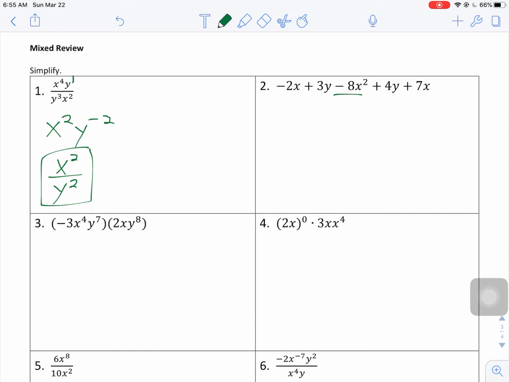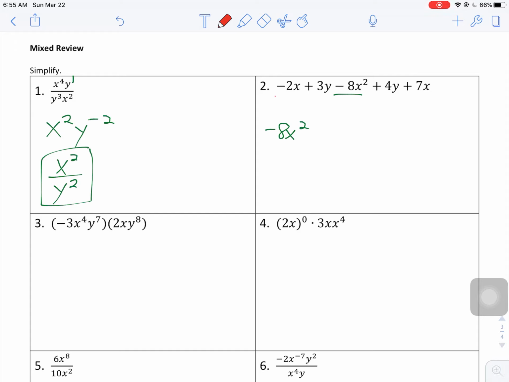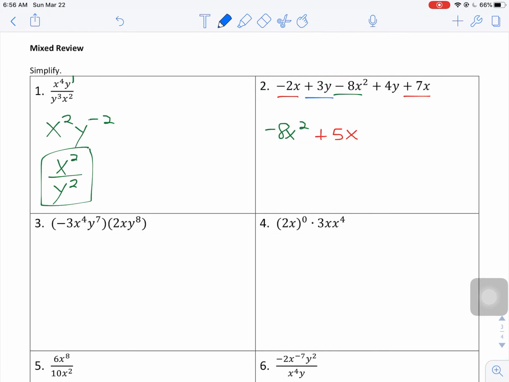On number 2, I'm going to try to combine like terms. I only see the 1x squared term, so I'm just going to put that negative 8x squared up in the front. I see a negative 2x that matches up with a 7x, so negative 2 plus 7 is 5x. And then I see a 3y and a 4y. So 3y and 4y is 7y. I'm going to go back and make this 3 lines. And then at the end there, kind of double check. Nothing matches, so that would be it.